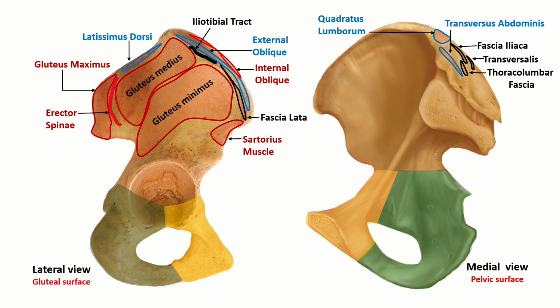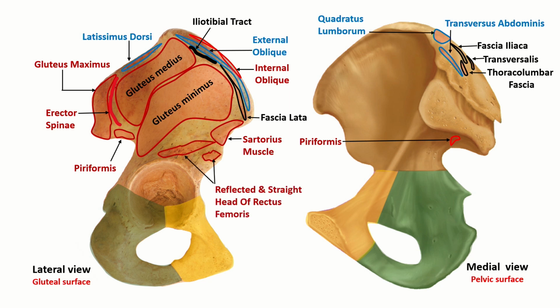Now, a few fibers of the piriformis would get their attachment from this portion of the greater sciatic notch. And it's basically this pyramidal shaped muscle that I'm referring to. Below the inferior gluteal line is the origin of the reflected head of the rectus femoris. And the straight head gets its origin from the anterior inferior iliac spine. The iliac fossa gives origin to the iliacus from its upper 2/3.